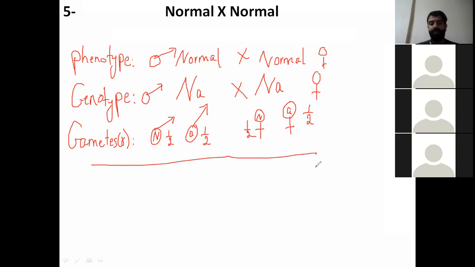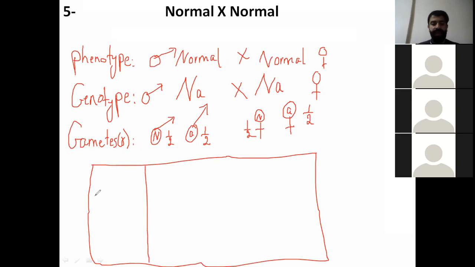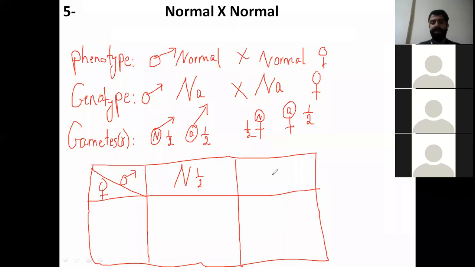Here we move to the table of cross. In the table of cross, we have first of all to divide it into male and female. This is the first step you have to do in the table of cross. This is male and female. What are the male gametes? They are N half, and they are the A, it's half.